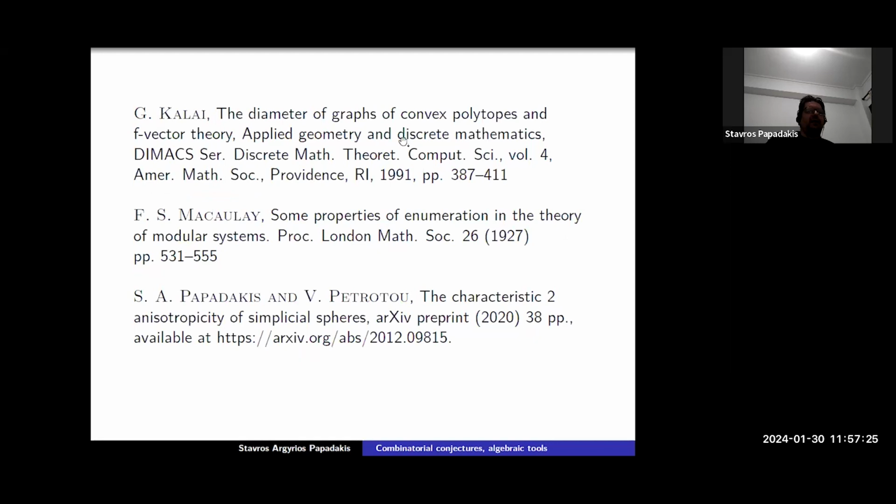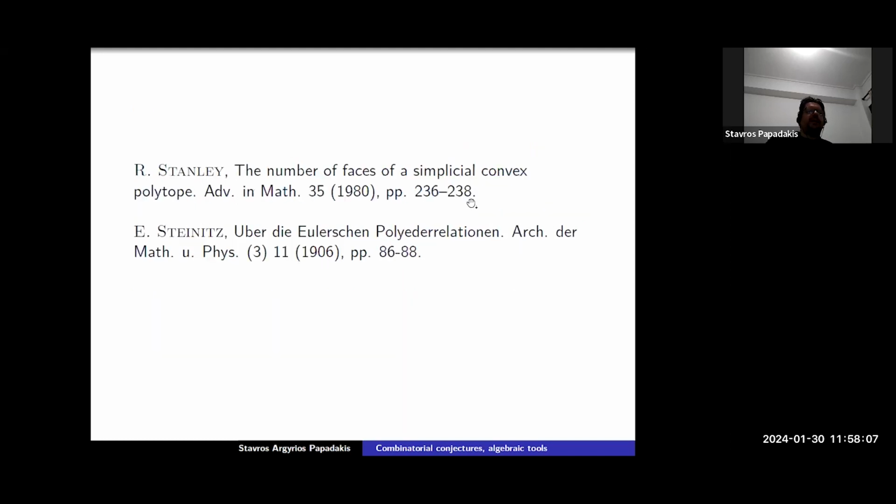The Kalai paper is related to the Grünbaum–Kalai–Zaks conjecture. This is the famous paper by Macaulay that introduced the g-conditions and proved that they specify the growth of certain Hilbert functions of graded rings. The next is the paper that gave the second proof of the g-conjecture using characteristic p and anisotropy. This is the paper by Stanley that described his proof using toric geometry and the hard Lefschetz theorem for the necessity of the g-conditions.